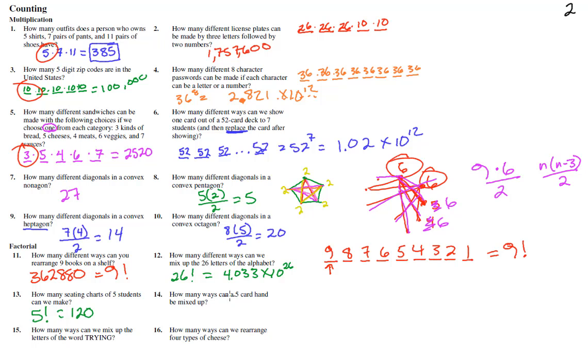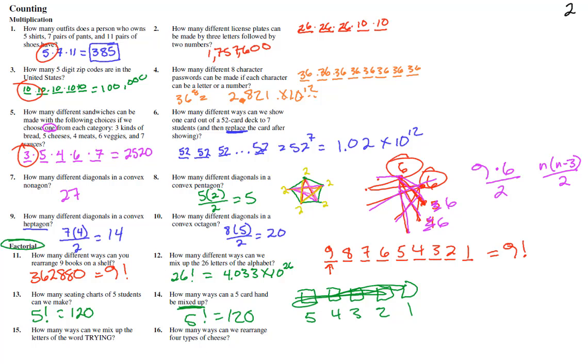How many ways can a 5-card hand be mixed up? So if you get dealt 5 cards, 1, 2, 3, 4, 5, how many different ways can they mix themselves up? Well, 5 can go in the first place, 4, 3, 2, 1. Yeah, this is exactly the idea of why we're doing this section. 5 factorial. It's going to be 120.